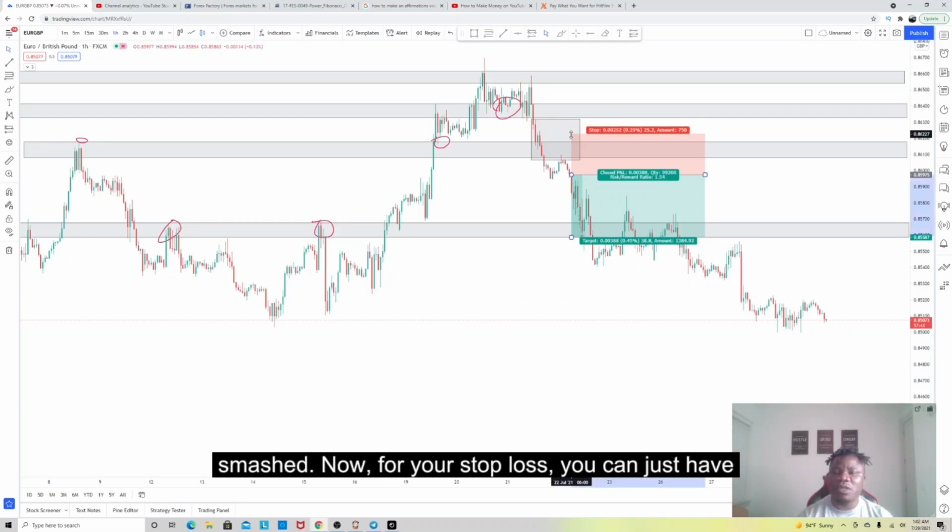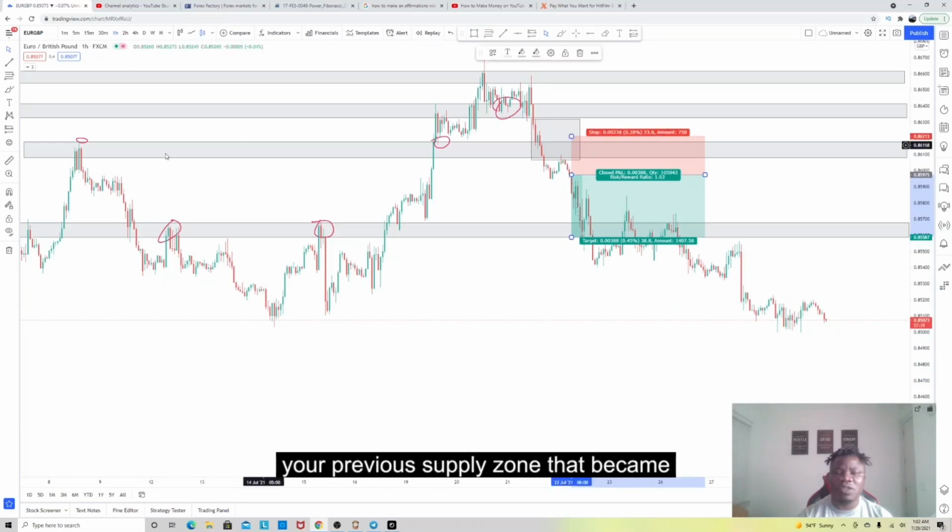Now for your stop loss, you can just have your stop loss right over here above your previous supply zone that became a demand zone here to the right hand side, and that's going to be for 23 pips, and you got your take profit for 38 pips right there. Your risk to reward ratio 1 to 6.